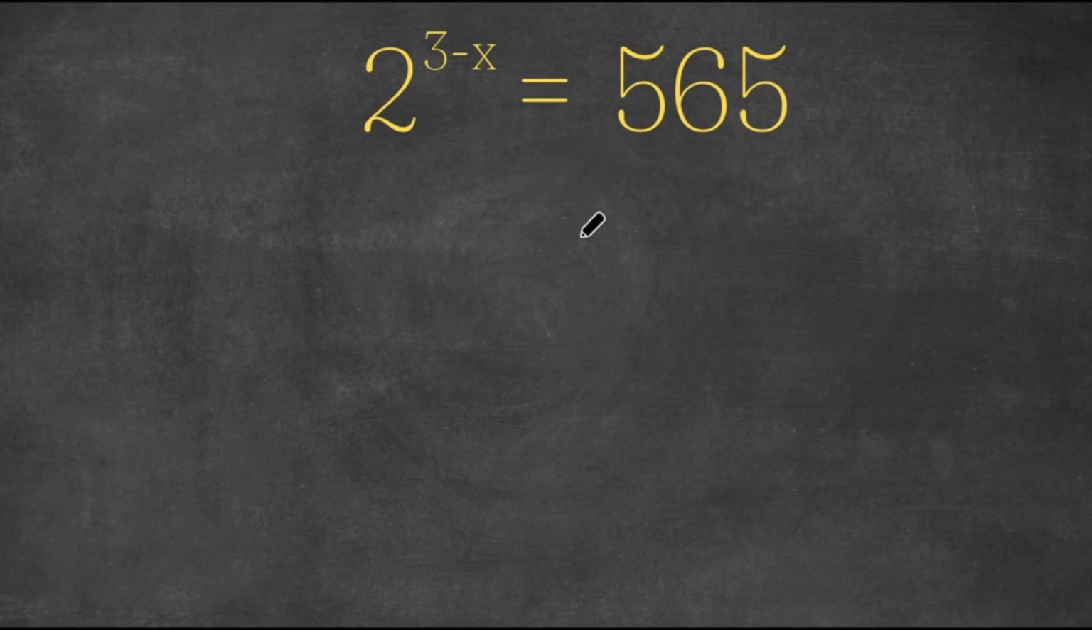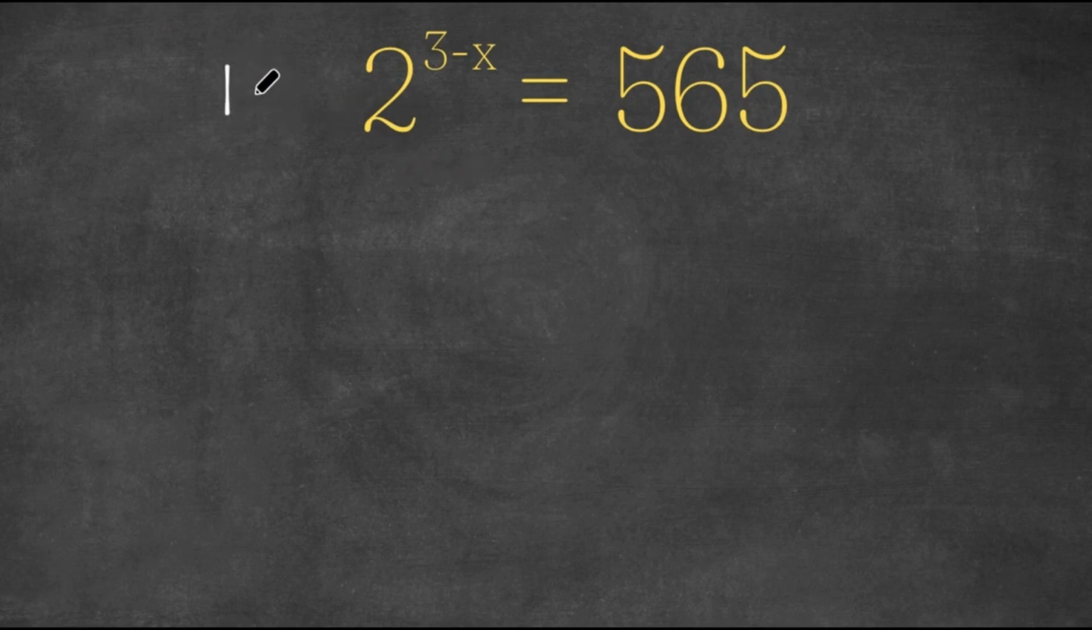In today's video, I'm going to be teaching you guys how to solve this exponential equation. So we have 2 to the power of 3 minus x equals 565. And what I want to do is get rid of this base and keep the exponent. To cancel out an exponent, we need to take the inverse of the exponent. And the inverse of an exponent is a log.